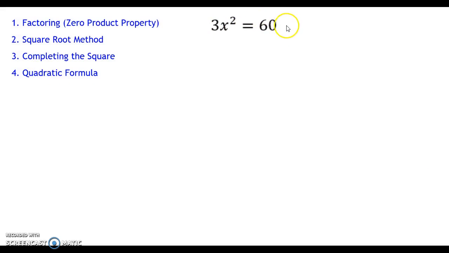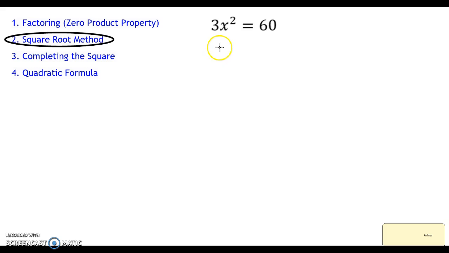We have 3x squared is equal to 60, and when looking through our methods, one of them stands out as probably the best case scenario for this particular equation, and it's not factoring, even though we could try to do factoring. And it's not completing the square, and it's not quadratic formula either. It's actually square root method. The reason I select square root method is because, simply, there is no b term. There's no term with just an x attached to it. So we'll try to use the square root method, which requires us to isolate the x squared and then take the square root of both sides.